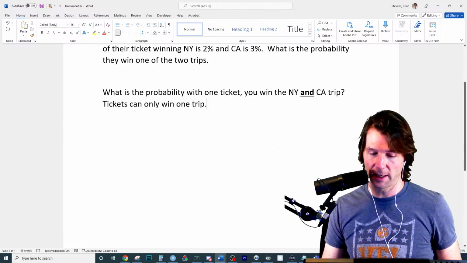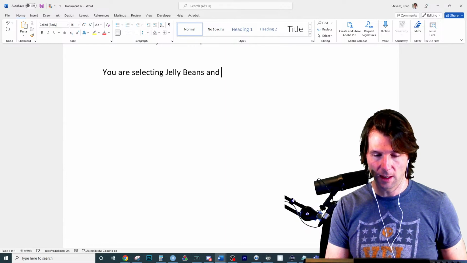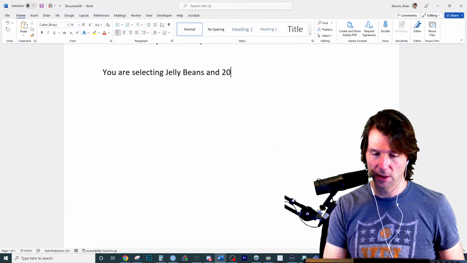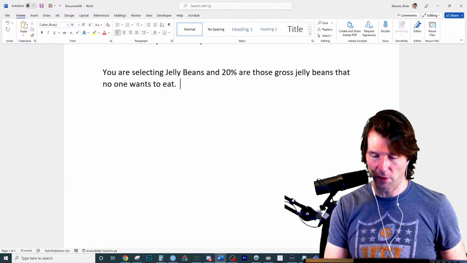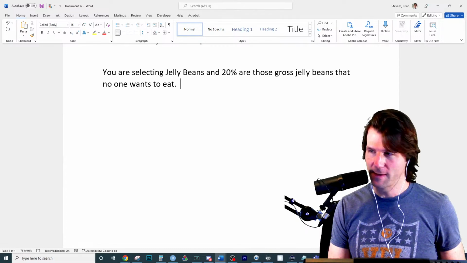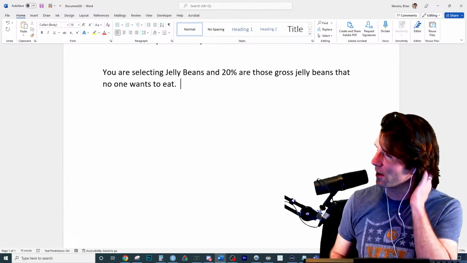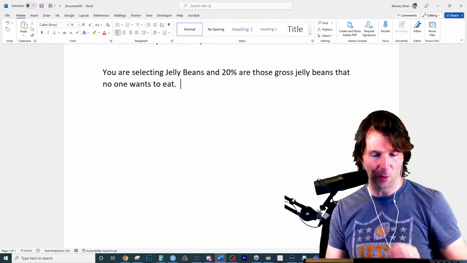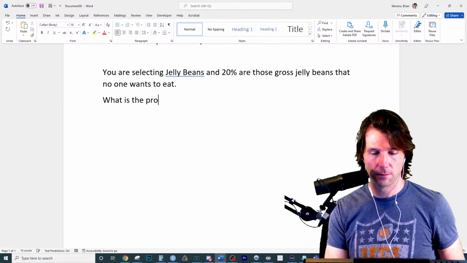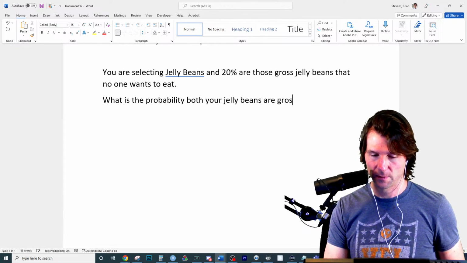So let's say you are selecting jelly beans and 20% are those gross jelly beans that no one wants to eat, like the weird flavored ones, the Bean Boozled jelly beans. What is the probability both your jelly beans are gross?